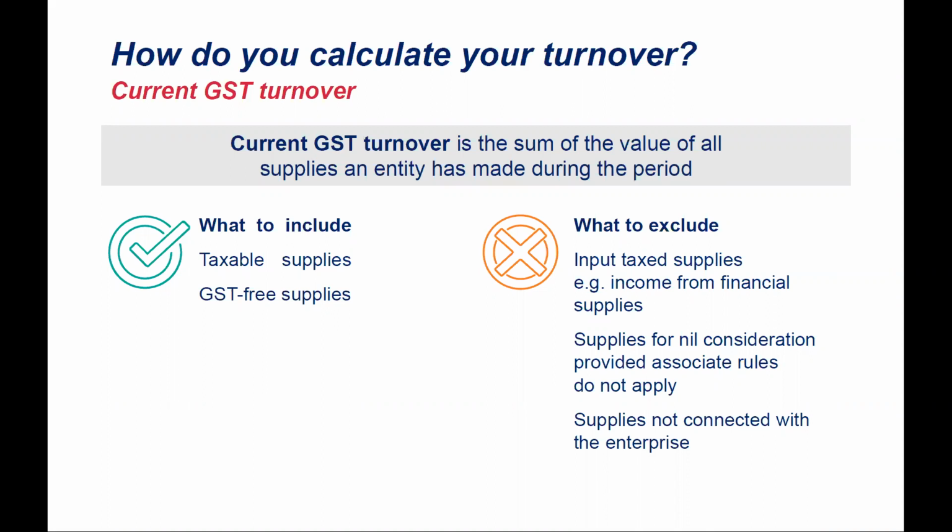Now, what doesn't it include? So it doesn't include GST. It doesn't include any financial assistance paid to the tenant by the Commonwealth in response to the coronavirus. It doesn't include input taxed supplies, which as we know is residential rent, income from financial supplies. It doesn't include any supplies for nil consideration unless the associate rules apply. And it does not include supplies not connected with the enterprise.